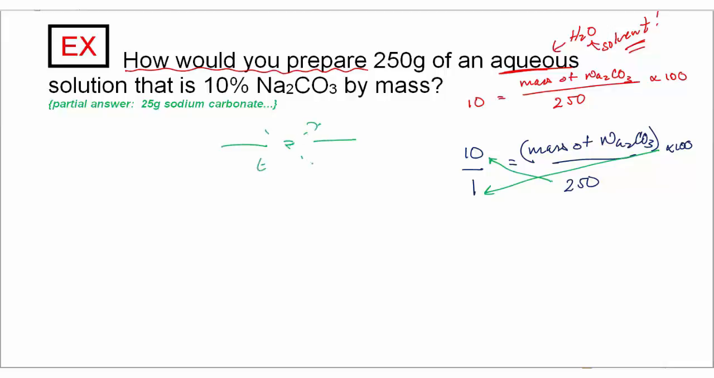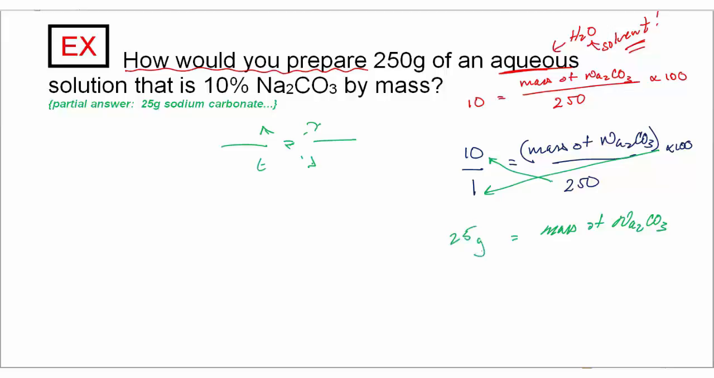So you always go along the diagonal whenever you want to solve for something. All right, to go up and down, you're going to move something from one side to the other. So my mass of sodium carbonate would be 10 times 250 divided by 100, about 25.